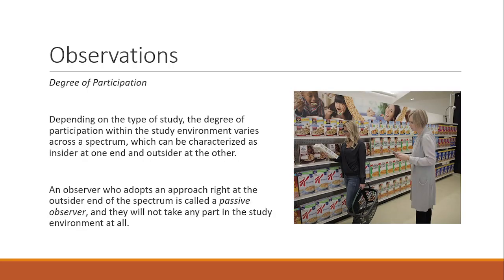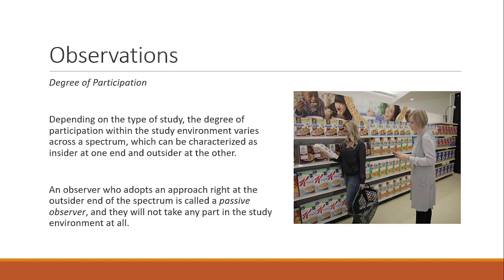Okay, so next we need to determine the degree of participation. Depending on the type of study, the degree of participation within the study environment varies across a spectrum, which can be characterized as insider at one end and outsider on the other end. Where a particular study falls along this spectrum depends on the goal and on the practical and ethical issues that constrain and shape it.